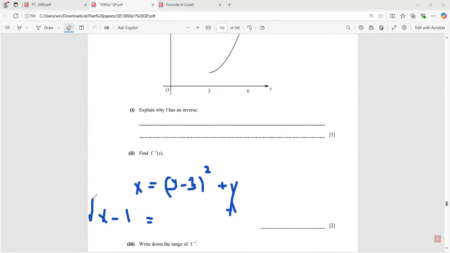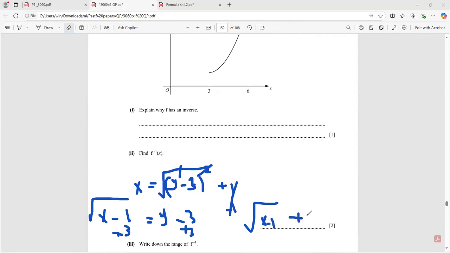So I'm going to get the root of both sides. When we get the root, it is equal to y minus 3, and then we add 3 on both sides. So the final answer will be the square root of x minus 1, plus 3, which is equal to the inverse function of f(x), or the inverse of y. Okay, we did it. Let's see the next.